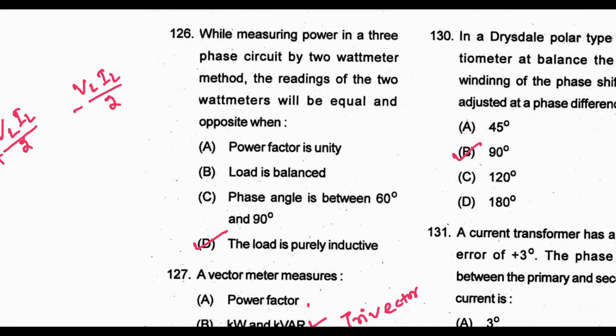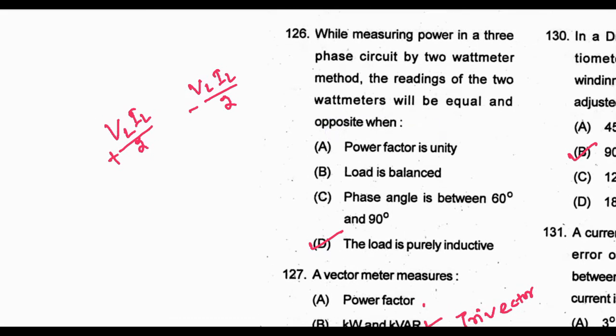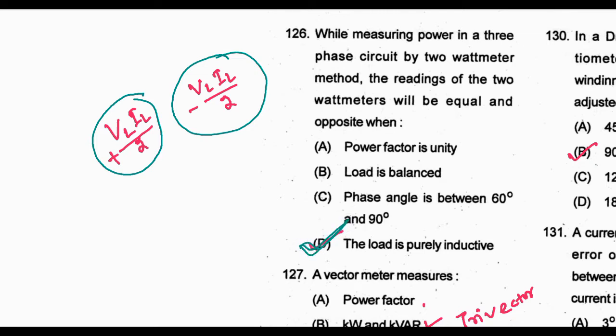So here what we are getting, one wattmeter will read VL IL by 2 and another will read minus VL IL by 2. And this occurs when the load is purely inductive and there is no resistive part in the load. So at that position no power will be consumed by that inductive load, and one wattmeter will read this one and another wattmeter will read the negative of this one. So when we add this, P1 plus P2, we will get 0. That means no active power is consumed by that inductive load. And I have already explained in many of my previous videos how this comes.